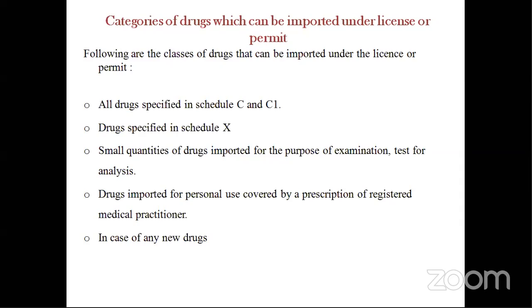And this category also includes new drug importers. In case of a new drug importer, you have to get permission from the licensing authority. Then you are able to import the new drugs from any exporter country. So these are some important categories included in the import under license or permit of drugs and cosmetics.